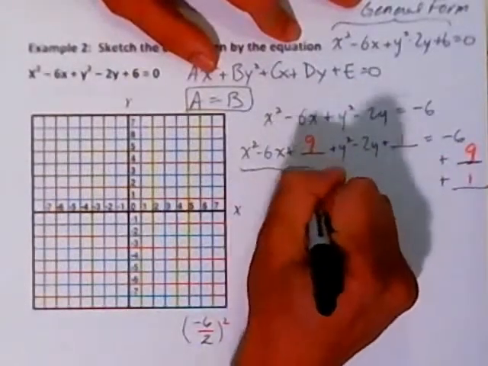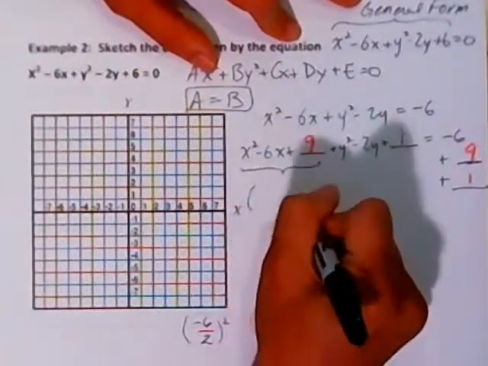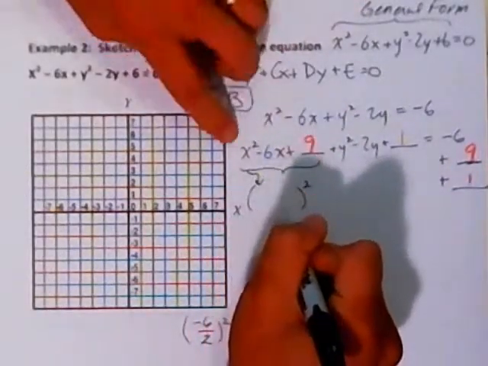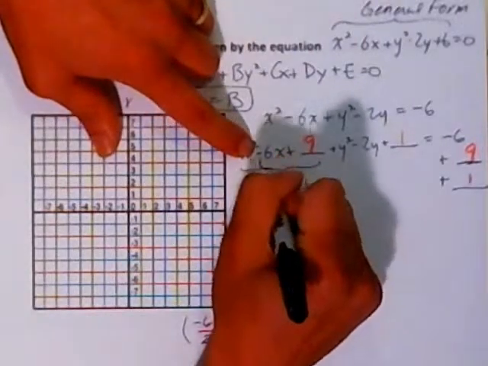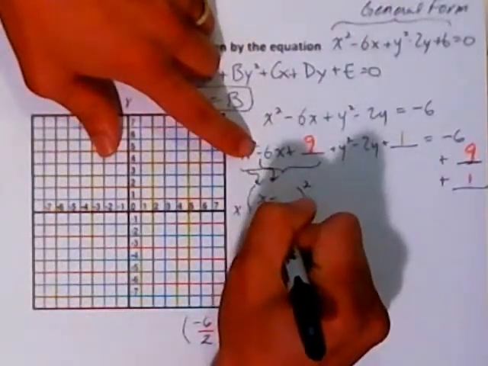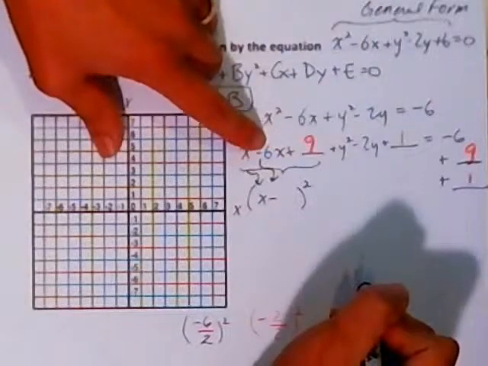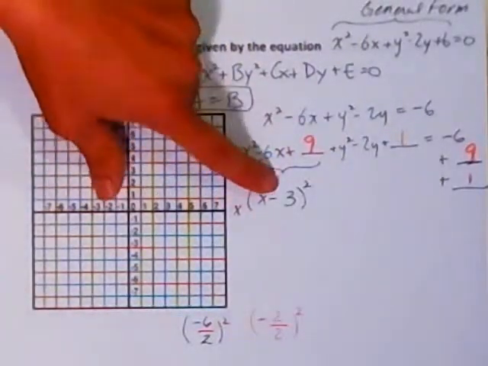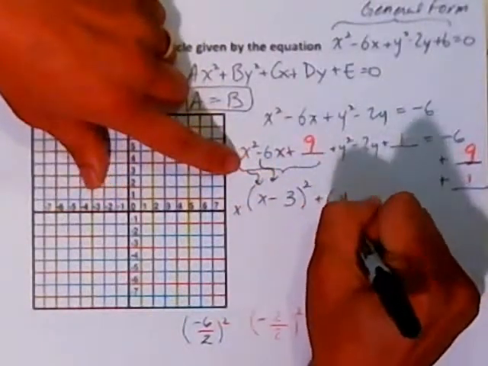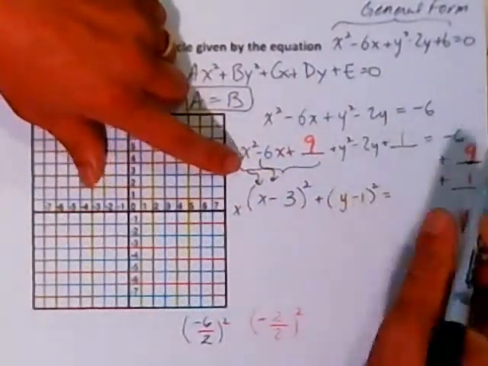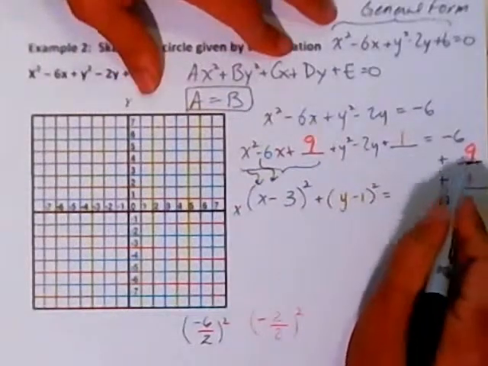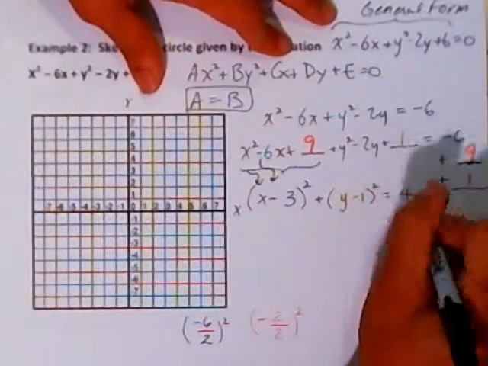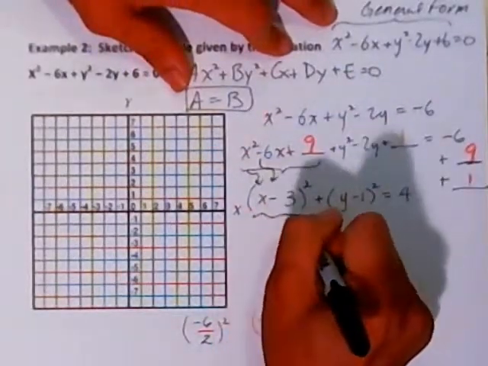Now we have to factor this. This is the first thing you do when you factor it. You drop the x without the square. You drop the minus; if it's a plus, you keep a plus. Half of 6 is 3. That's it. X minus 3 quantity squared plus y minus 1 quantity squared is equal to, you have to evaluate the right side of the equation. 9 minus 6 is 3, plus 1 is 4. We have it in standard form now.